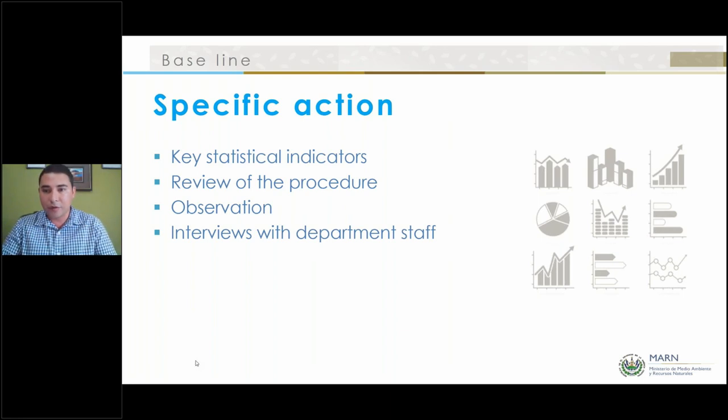We use information from CNET, which is the database that stores the activities of the environmental assessment process, as well as interviews with personnel of the environmental assessment department and external consultation. It is important to know that the process of environmental assessment in El Salvador is dynamic, in both ways: the applicants on one side, and on the other hand, the Ministry of Environment and Natural Resources. After we undertook this task, we have very particular and important findings that we can show you in the next slide.